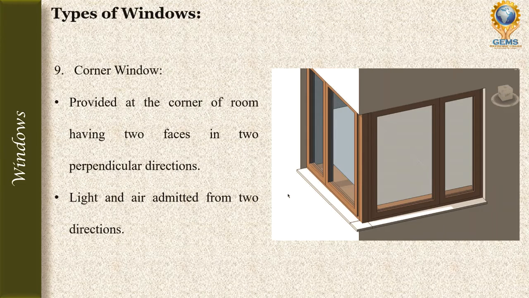The ninth type is the corner window. By name we can say, if in a room you provide it in a corner, then we call it a corner window. It is provided at the corner of the room having two faces in two perpendicular directions. Why do we provide this corner window? Because it is in a corner and two perpendicular walls are facing, more light and air can be admitted from these two directions. That's why we provide it in a corner place.